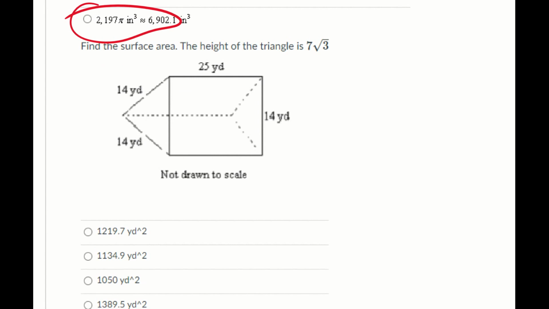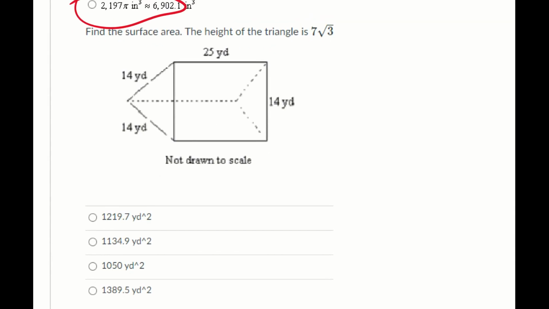All right, find the surface area of the following solid. The height of the triangle is 7 square root of 3. All right, so you could actually find this height on your own, but I wanted to give you a little hint so that you can find the height of the triangle without having to worry about actually finding it. But you could find it since it's an isosceles triangle, and you should be able to do that. However, I gave it to you. So let's go ahead and do the surface area.